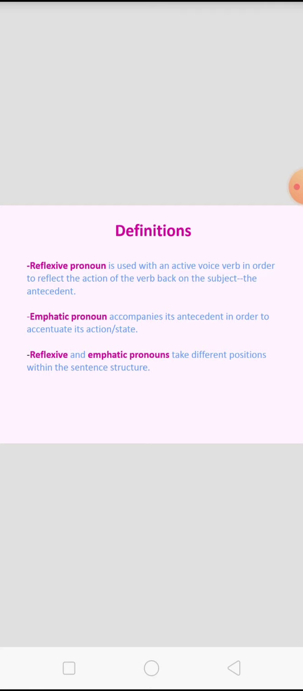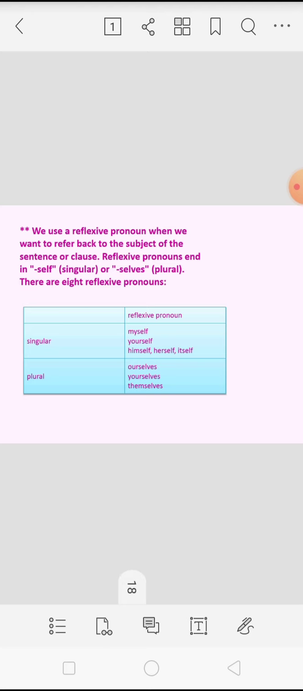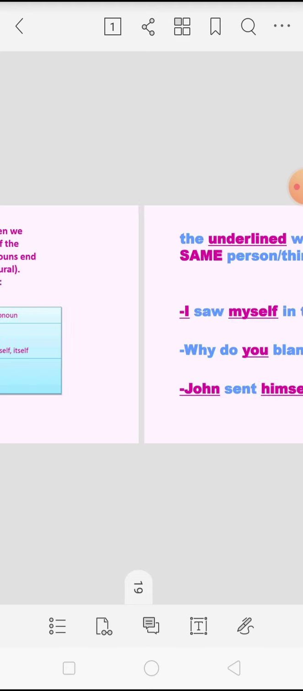We often use reflexive pronouns when we want to refer back to the subject of the sentence or clause. Reflexive pronouns end in self, singular, or selves, plural. There are 8 reflexive pronouns. Let us see them. Myself, yourself, herself, himself, itself. In plural, it is ourselves, yourselves, themselves.